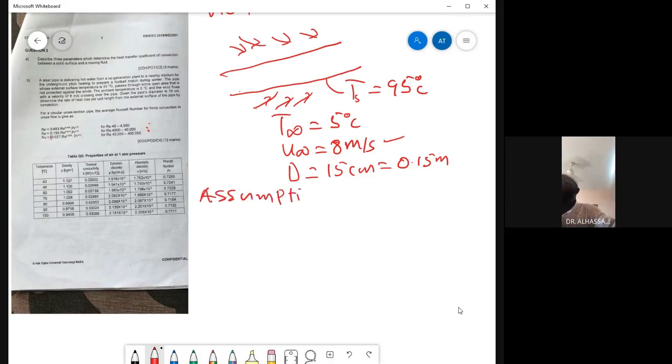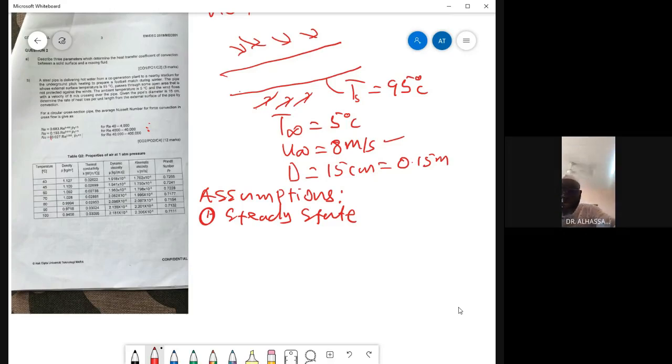Assumptions. Number 1. The first assumption is that it's a steady state situation. Steady state operation means any parameter that depends on time is going to be equal to 0.